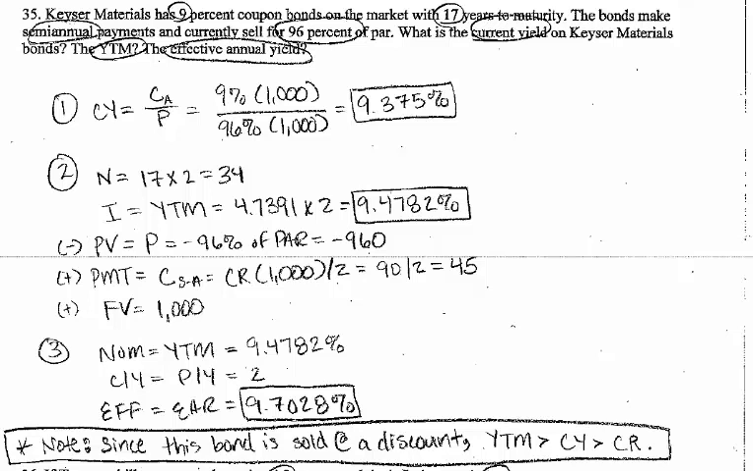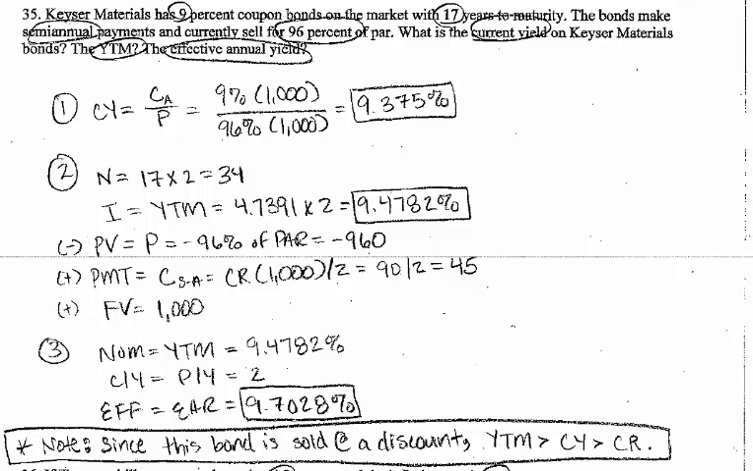Number two, let's get the yield to maturity. And remember, it's got to be annual. But we're dealing with a semi-annual bond. So N is going to be 17 years times 2 for 34 semi-annual payments. Skip I. The price, which we figured out before, is going to be $960. Make that negative.